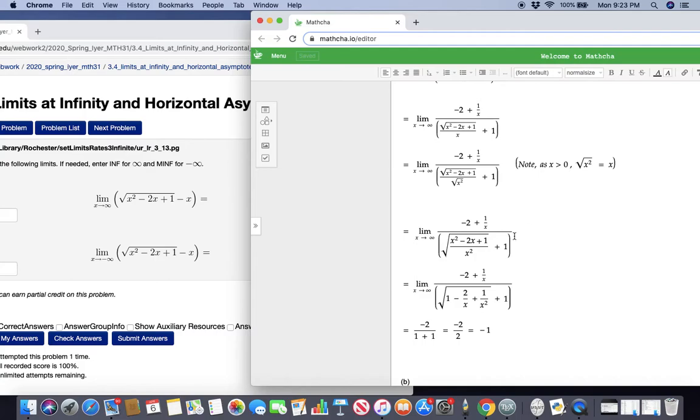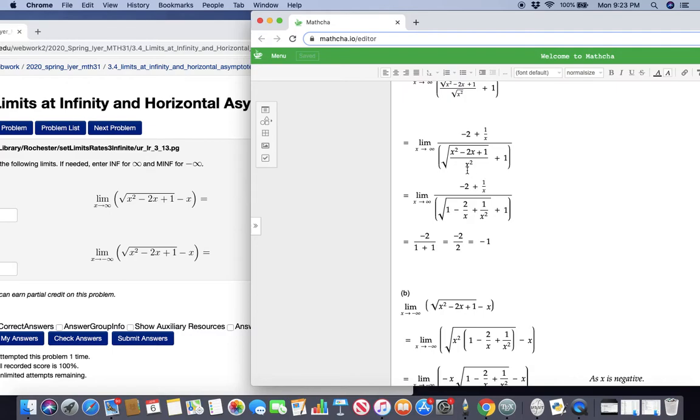I have not changed anybody else. So these two combine into one square root, x squared minus 2x plus 1 over x squared. Now division distributes again. X squared over x squared is a 1, minus 2x over x squared. You see, one of the x's cancels, negative 2 over x, and then plus 1 over x squared.